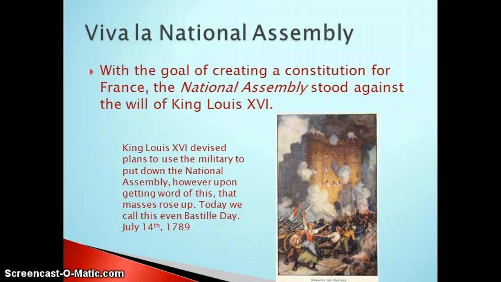With the goal of creating a constitution for France, the National Assembly stood against the will of King Louis XVI. King Louis XVI and the National Assembly butt heads. That's me pounding my fists together because that's how much they hated each other. And it got to the point where King Louis XVI had to devise plans to use the military just to put down the National Assembly. However, upon getting word of this, the masses rose up. They were with the National Assembly, and they rioted, and they stormed the Bastille.